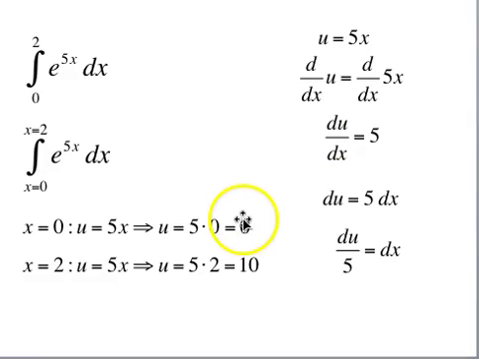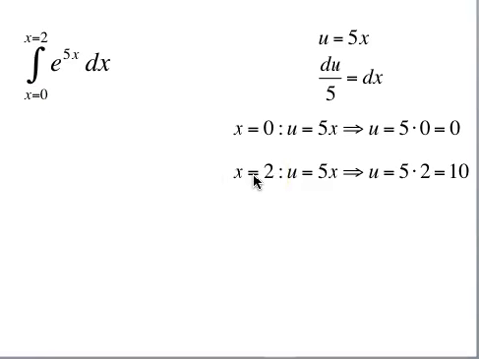So my lower endpoint is 0, my upper endpoint is 10 with u's. So we'll rewrite this as u goes from 0 to 10. That is going to be our strategy. e to the u, and then dx is du over 5. So we'll see how that works. u goes from 0 to 10, e to the u, du over 5.